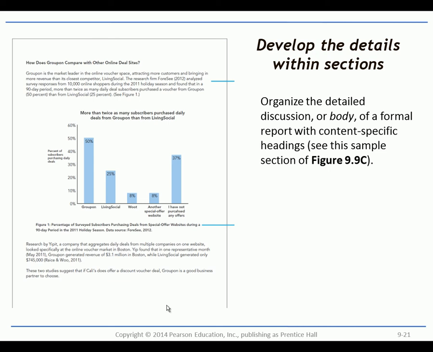The detailed discussion, sometimes called the body of a formal report, is always organized with headings. The headings are typically content-specific. For example, if you are writing a recommendation report, then the major headings may be the key recommendations. As Figure 9.9c illustrates, the report has 3 major sections, followed by the introduction. 2 of these sections are then divided into subsections.